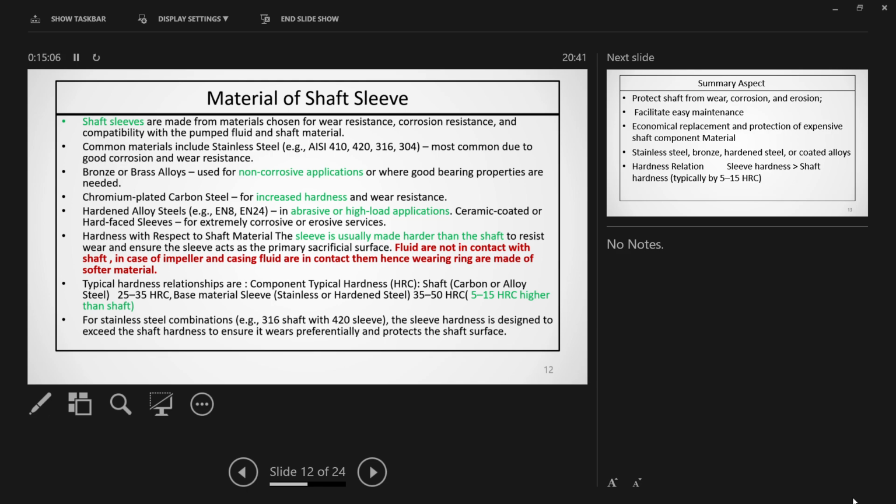Normally for the sleeve material hardness, if the shaft material is carbon and alloy steel, its hardness should be 25 to 35 Rockwell hardness number, and the sleeve material should be 35 to 50, so 50 to 55 higher than the shaft.